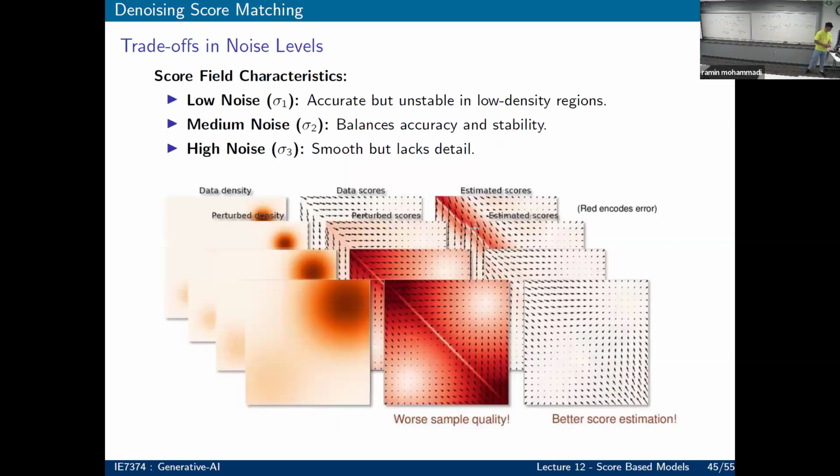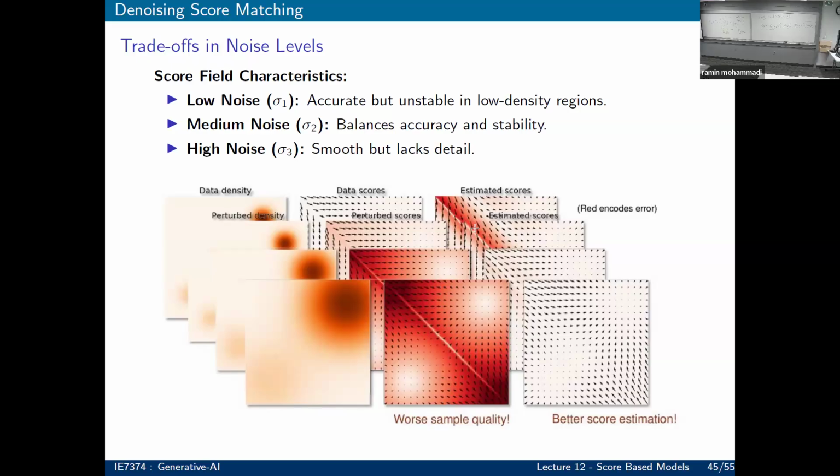Now, there is a caveat. How much noise could we add? What you will see here is that on the left, this is the density function. Here is the data as we perturb it, like a score field, and this is the estimation. As we add noise in the center, the red means that we added more noise.